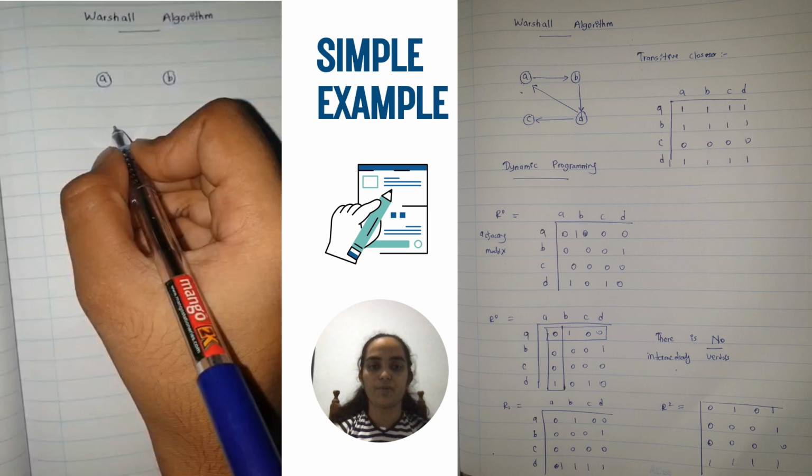So I have a graph example in Warshall's algorithm. Let's look at this simple graph. We have four vertices A, B, C, and D. There is an edge from A to B, B to D, D to C, and D to A.